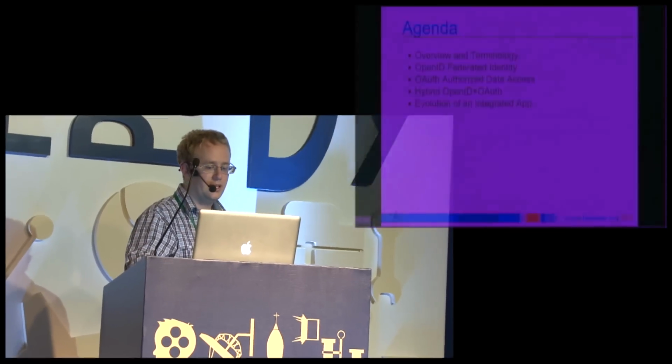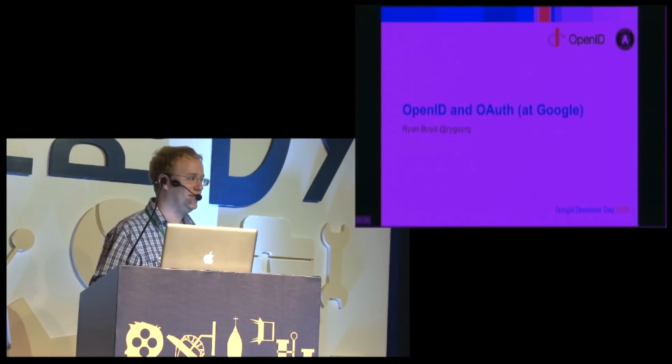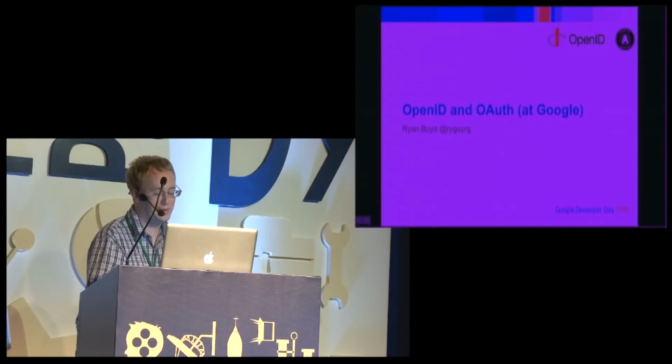So my name is Ryan Boyd. I'm a developer advocate at Google, and I'm here today to talk about OpenID and OAuth at Google. I'm primarily a developer advocate on Google Apps, so you'll see a little Google Apps slant here, but in general I want to talk about how these technologies are used across Google. You can see my Twitter handle there. If you have any follow-up questions or critique, feel free to give me an @ reply on Twitter.